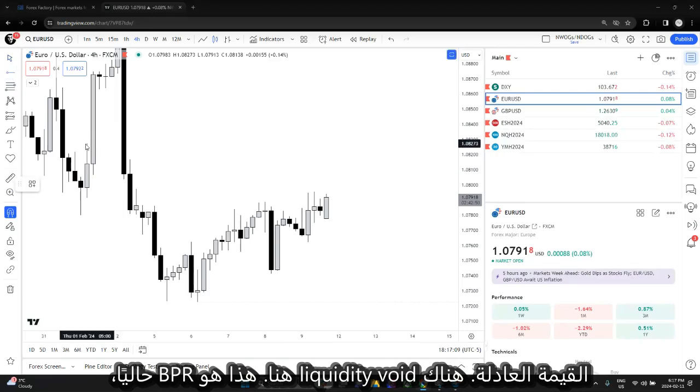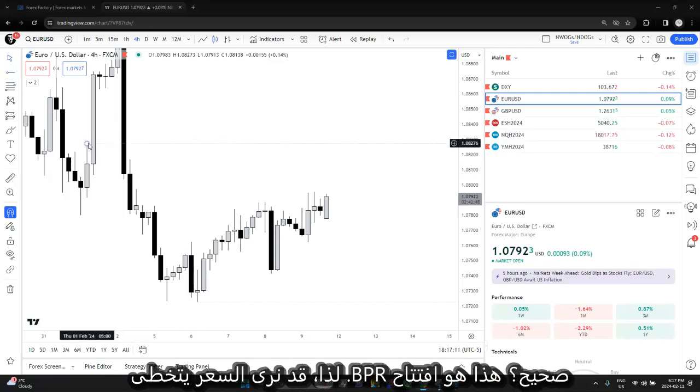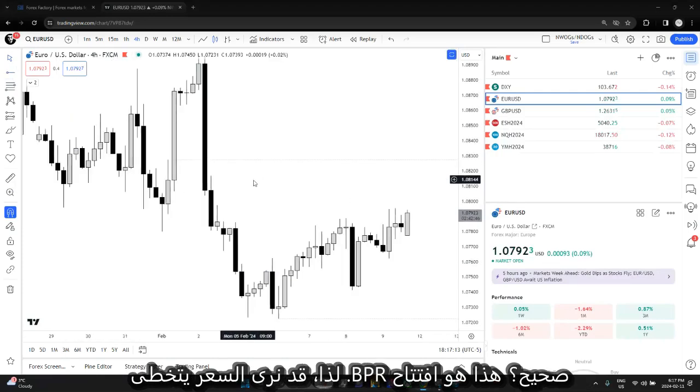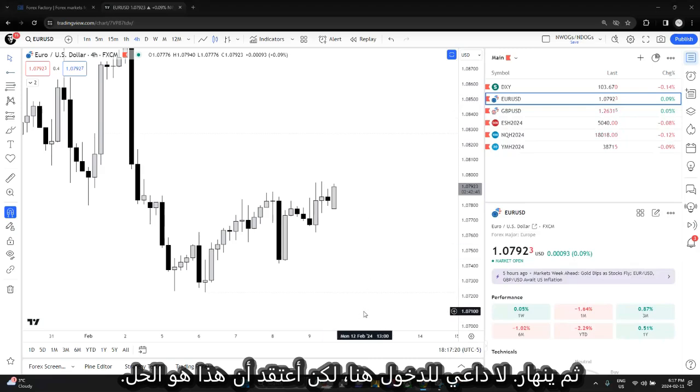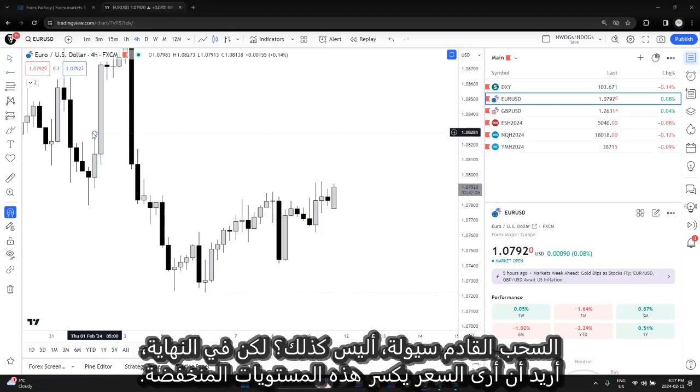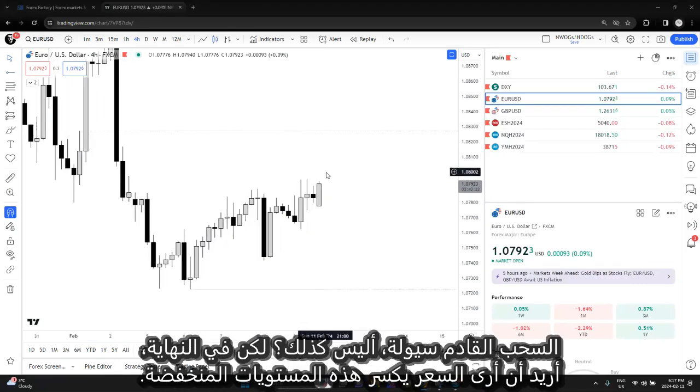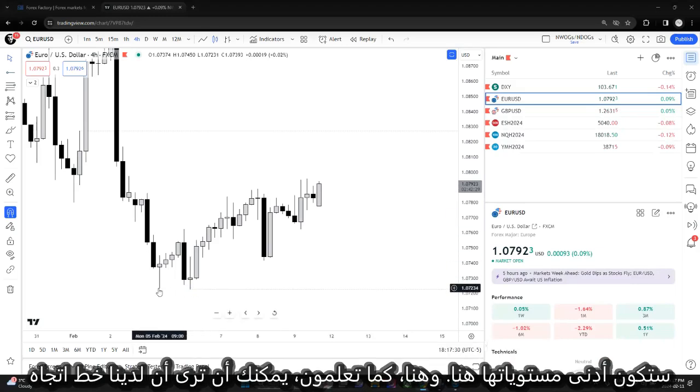This right now is a balanced price range, right? This is the opening of the balanced price range. So we could see price run above and then collapse. It doesn't even need to go into here, but I think this is probably the next draw on liquidity, right? But ultimately, I want to see price take out these lows, these relatively equal lows right here.